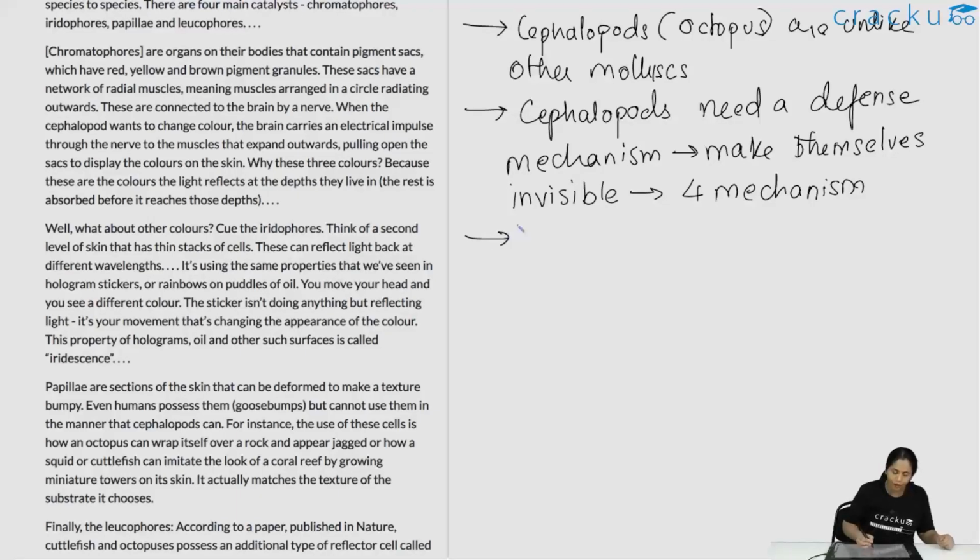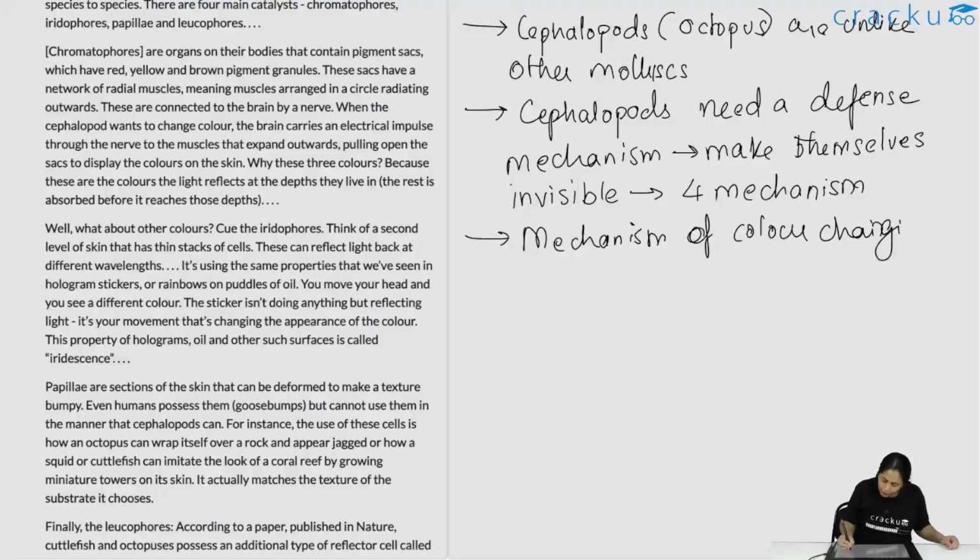So the mechanism for the working of the chromatophores is given. So the chromatophores are essentially sacs containing pigment granules, and once they are activated by the nerves, when the nerve sends the electrical impulse, they get activated and essentially that color is displayed. So if the octopus wants to appear to be red, that particular color granule is essentially released by the radial muscle, that sac is released, and then its skin appears red essentially. So the mechanism of color changing using chromatophores is given.